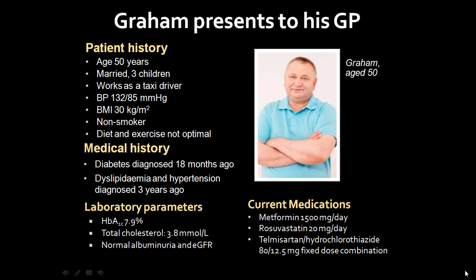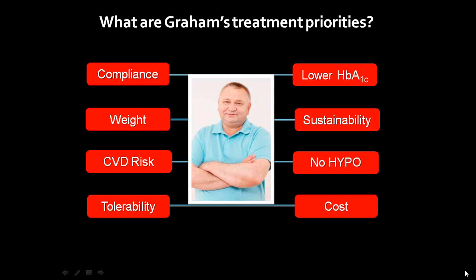So the question then comes from a practitioner's point of view. He needs more therapy. He needs to be under control. Next slide, please. And in trying to decide what should be the best next therapy, there are a number of considerations. Certainly it's important to lower the hemoglobin A1C, but that's not the only issue. There's issues of sustainability, hypoglycemia, tolerability, weight control, compliance, cardiovascular risk, and cost. Next slide, please.